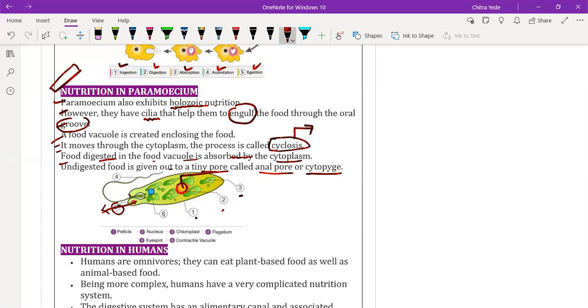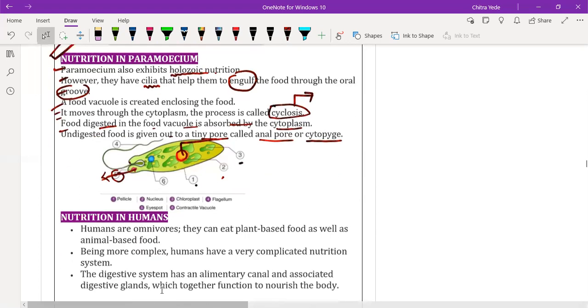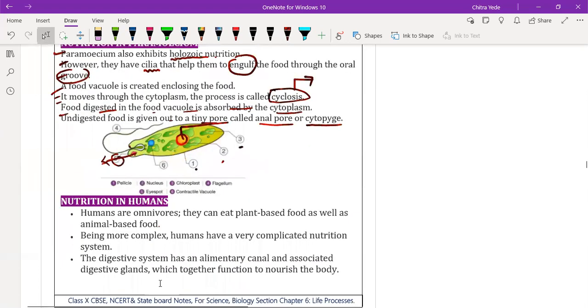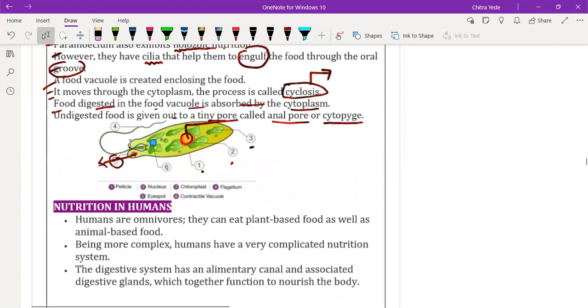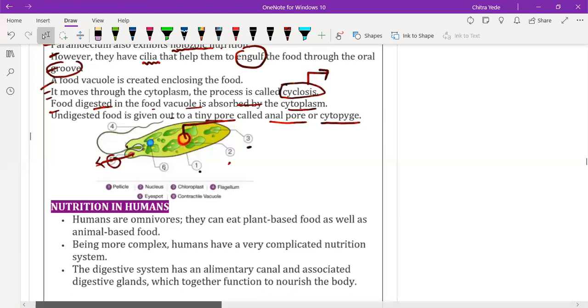Now we will discuss nutrition in human beings in detail. It is very, very important. So till here, any doubt? No, sir.